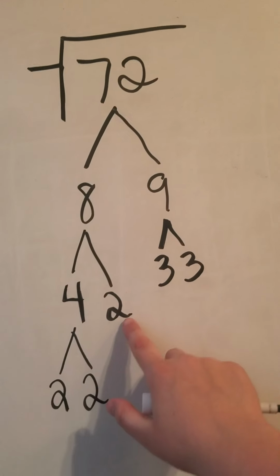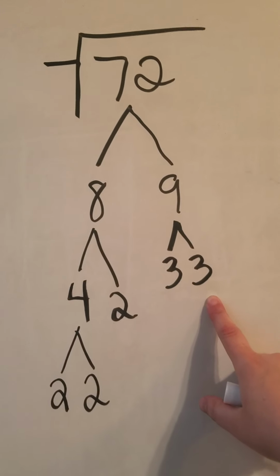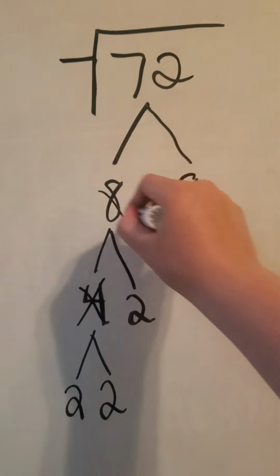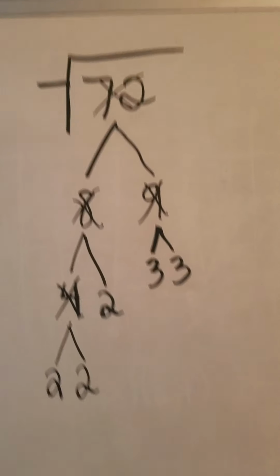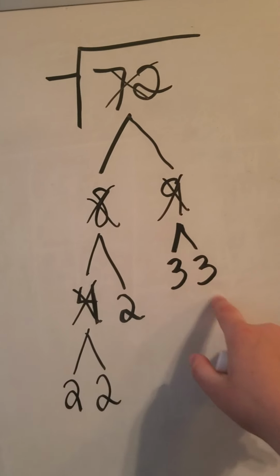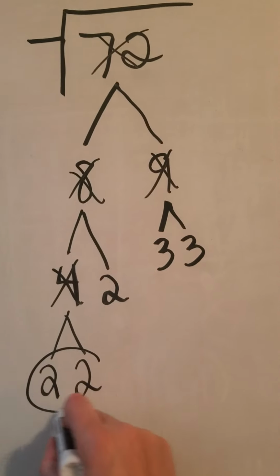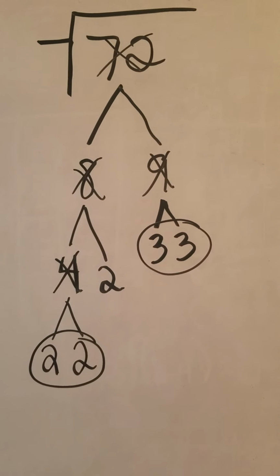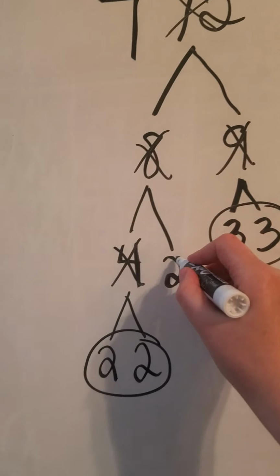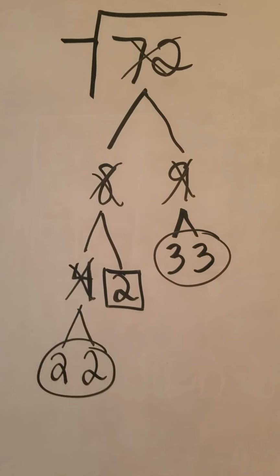I now have all the numbers that are the smallest I can get, okay? I am not focusing on any of these other numbers anymore. I'm only focusing on these numbers that I got at the end of my branches. I'm going to circle my pairs. I have a pair of 2s. I have a pair of 3s. I do have one loner 2.